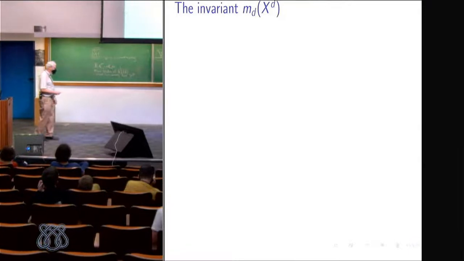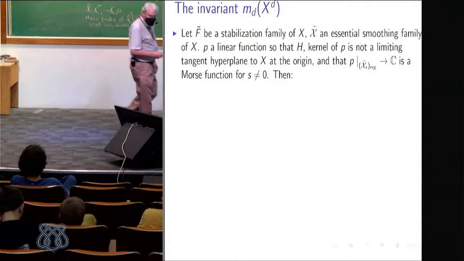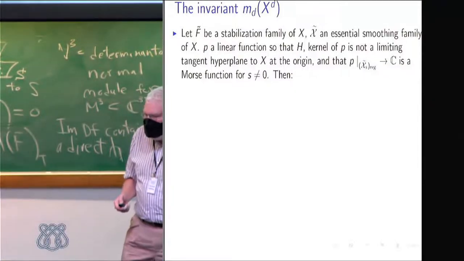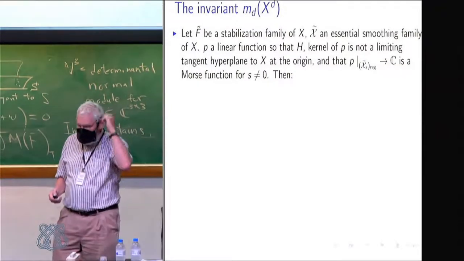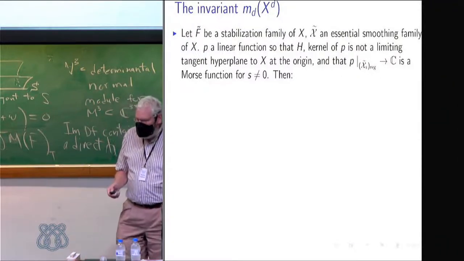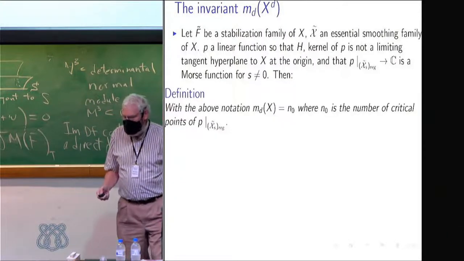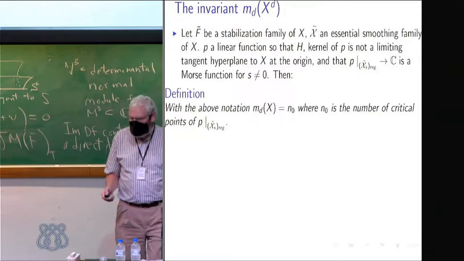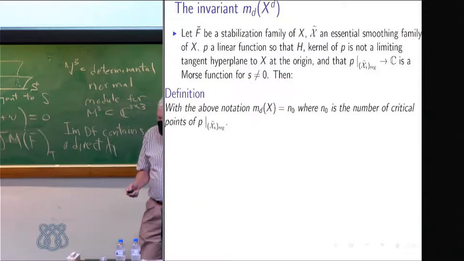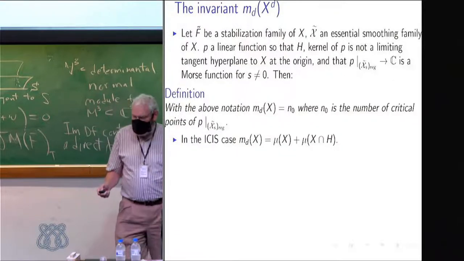Now I want to talk about the invariant MD. If we take a stabilization family, then as we said in the introduction, we have a linear function P, such that the kernel of P, H, is not a limiting tangent plane to X at the origin. And we can arrange P so that it's a Morse function for S not equal to zero. And then we define MD of X to be N0, which is the number of critical points above some point in X reg. So in the ISIS case, as we said, MD is equal to the Milnor number plus the Milnor number of H.